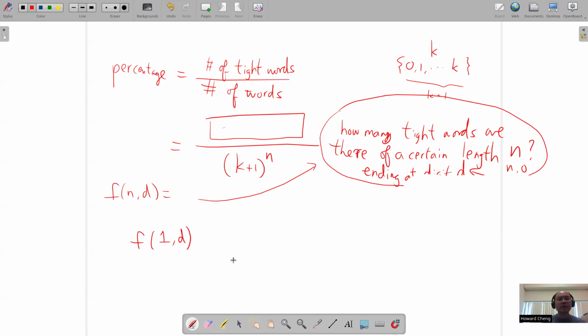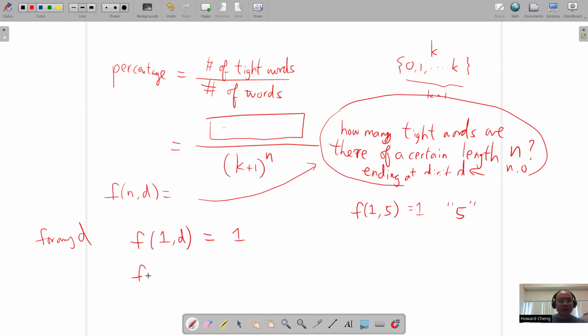So what is the easiest case? Okay, so if I have exactly length 1 and ending at that digit, well, then there is just one single string containing that digit. So if somebody says, what is the number of tight words that's length 1 and ends with the digit 5? Well, then it's just the string 5. That's the only string possible. So the answer is exactly 1. So for any d, f(1, d) is exactly 1.